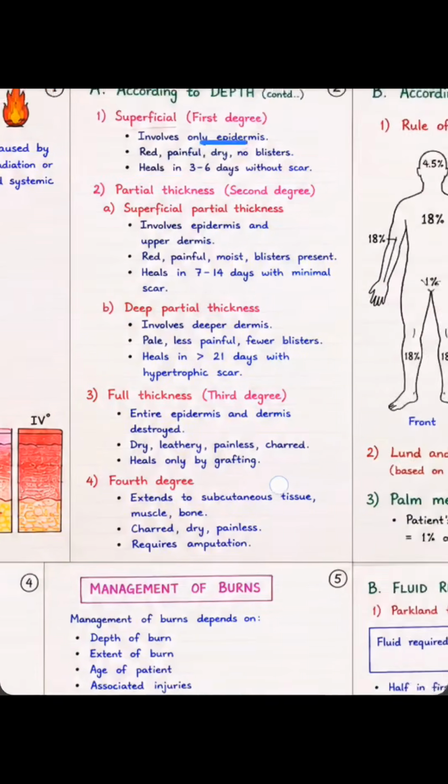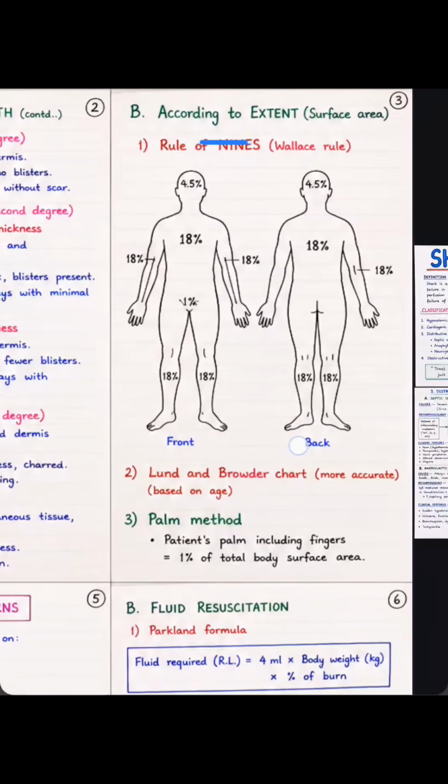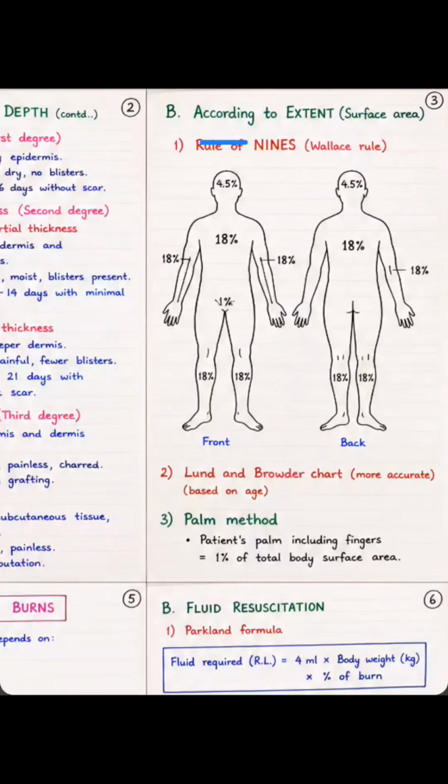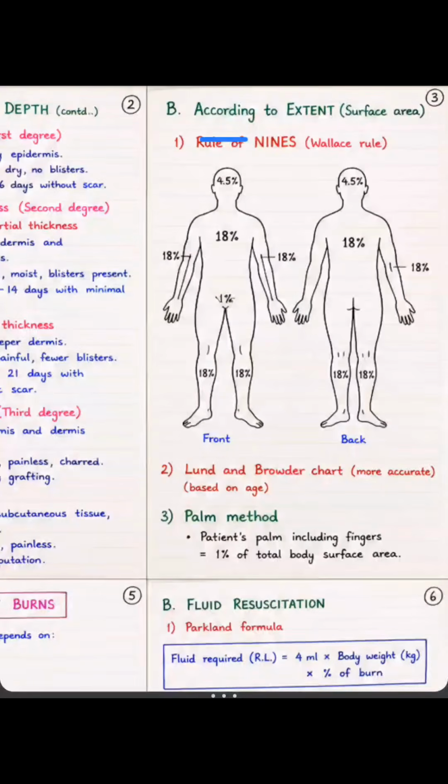Now we come to page number 3, that is according to extent, surface area. Now suppose I tell you a patient has a burn and the next question is how much of the body is burned. That is the next question. So that's called assessing the extent of burn, and we have 3 methods in our notes. The rule of 9, Wallace rule, is very important, whether it is for NEET, MDS or university exam. Okay, so listen carefully.